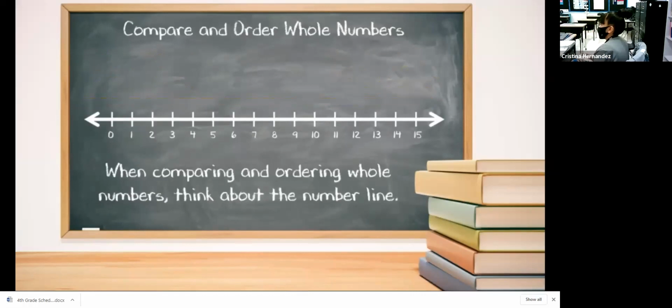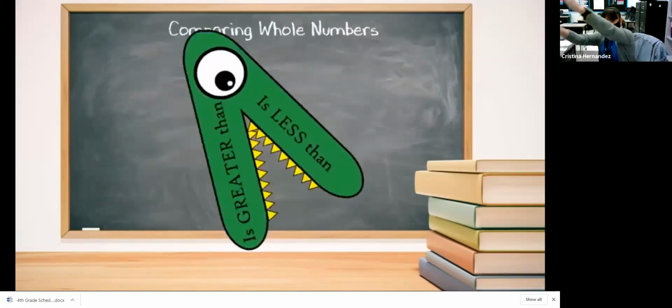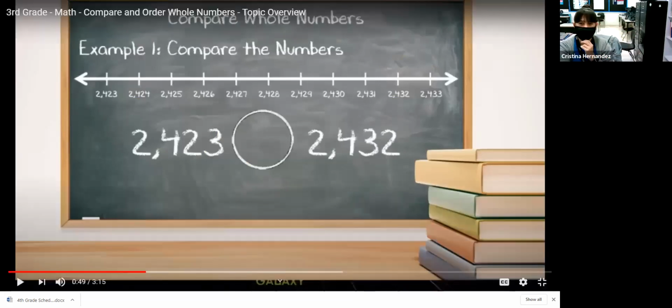Let's check this out. Remember the inequality alligator? When facing right, it's less than. But when facing left, it's greater than. And so basically, he always eats the greater number. Which one does the alligator eat?